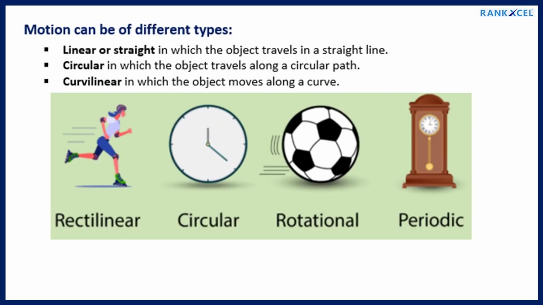Motion can be of different types. Linear or straight, in which the object travels in a straight line. Circular, in which the object travels along a circular path. Curvilinear, in which the object moves along a curve.